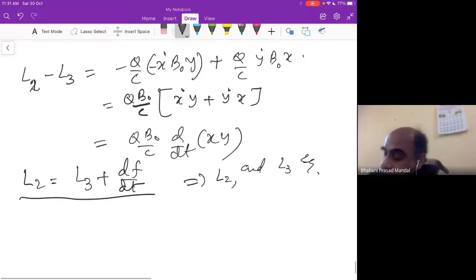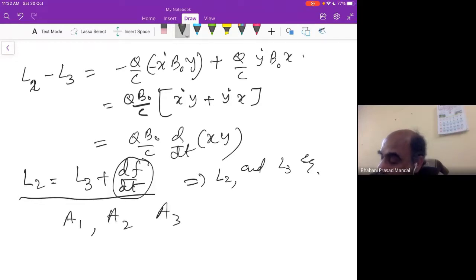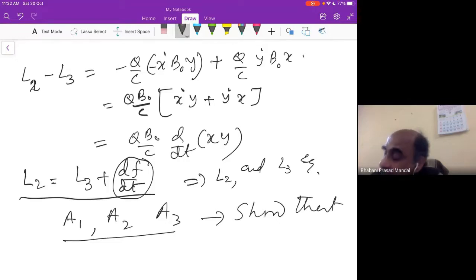Similarly, you can check with L2, L1, L3, L3, L1; all will be like this, maybe with a different f, but every time like this. Also, I will not do this: there are three vector potentials, I wrote A1, A2, A3, right? I have found three, but infinitely many you can find.